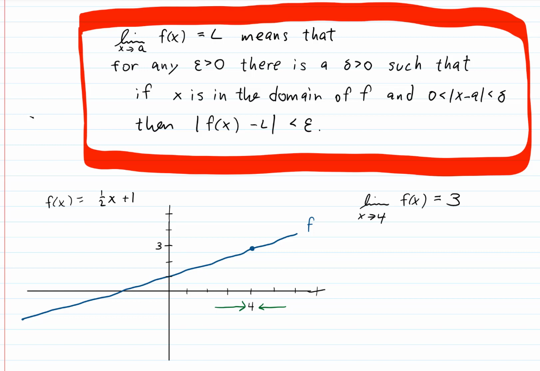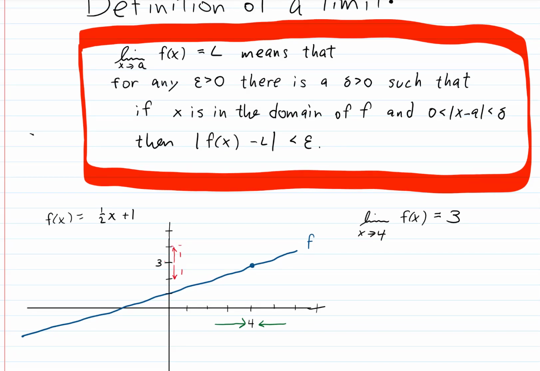So what if somebody comes along now and they give you a margin of error of, let's say, 1. Margin of error of 1. So you want f of x to be in this range right there. Okay. 3 plus or minus 1. So that means anywhere between 2 and 4. So the question I'm asking is, how close does x need to get to 4 in order to make that happen? Well, let's see. x would have to be between 2 and 6, right?